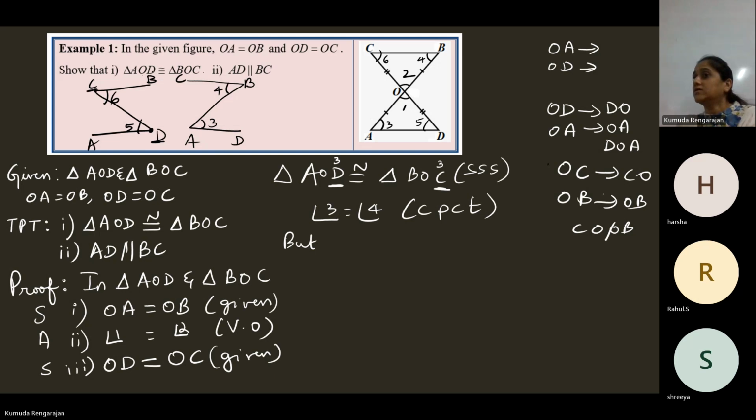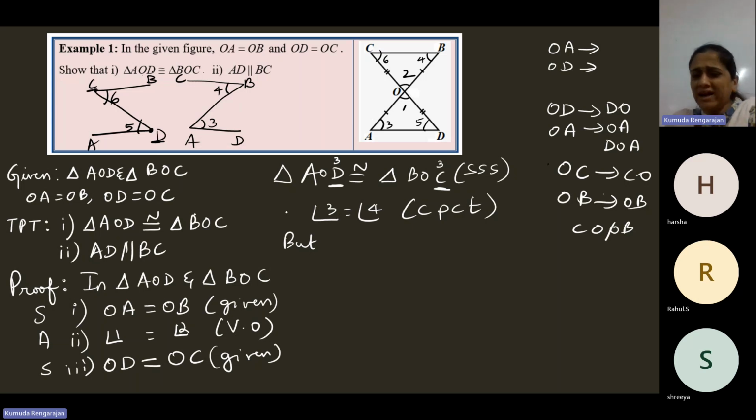Why? Don't say alternate interior angles are equal. The lines are not parallel. You can't say alternate interior angles are equal here. Angle 5 is equal to angle 6 because the two triangles are congruent. They're identical triangles and their corresponding parts are equal. This is not alternate angles are equal. Because alternate angles you can say only when the two lines are parallel. Now we don't know if AD is parallel to BC. So angle 3 is equal to angle 4, reason CPCT. Angle 5 is equal to angle 6, reason CPCT.